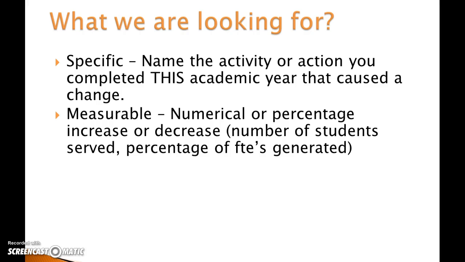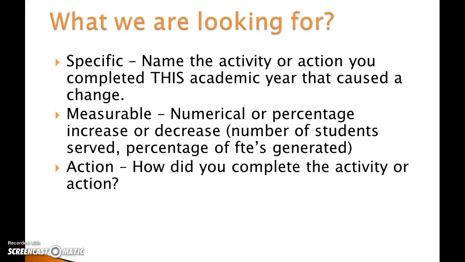Measurable is where we want to keep track of how well we're doing and whether or not progress is made. So specifically what we're looking for is either numerical or percentage increases or decreases based on the specific activity that you just performed. So for example, the number of students that are served or the percentage of FTEs that were generated. The third column becomes really important for a historical reference for your program.